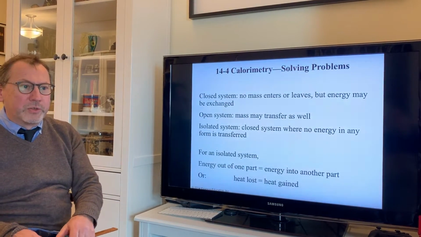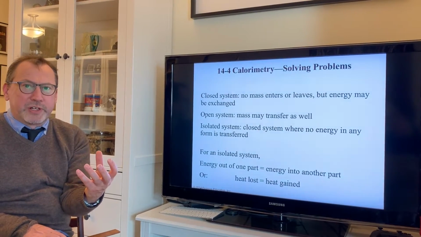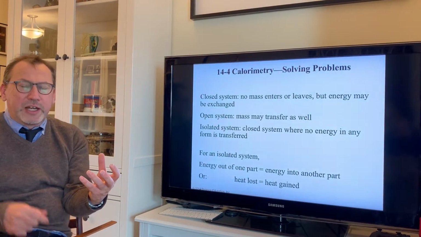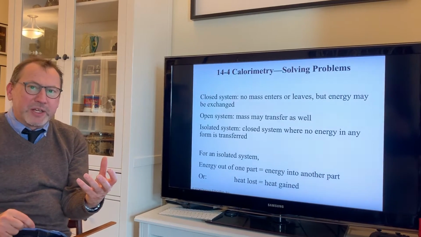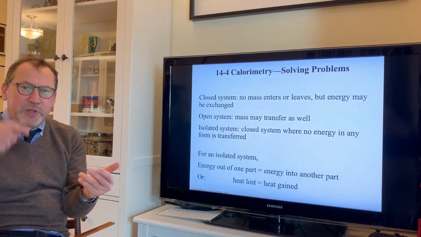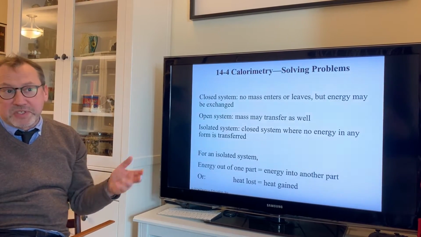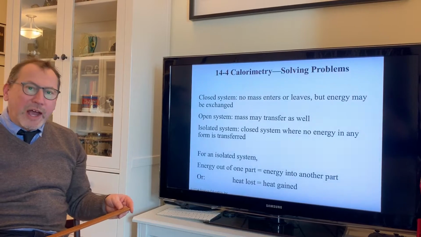So what I could do is get a polystyrene cup, put some water in it, and measure the temperature. I get a hot piece of metal, put it in the cup, let things come to a final temperature, and measure the final temperature, and then I could work out the specific heat capacity of the metal. How could I do that?